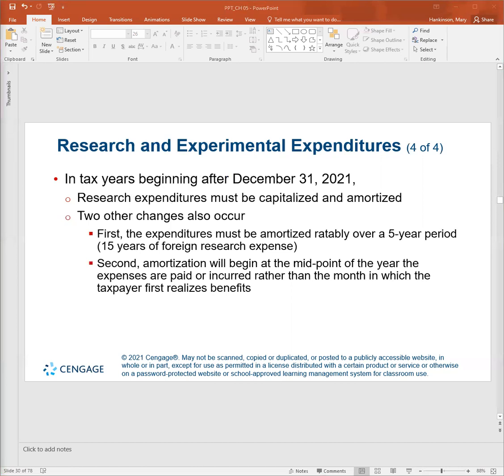In tax years beginning after December 31st, 2021, taxpayers will be required to capitalize and amortize all research and development expenses as described above, with two changes. First, the expenditures must be amortized ratably over a 5-year period, 15 years for foreign research, by the way. And second, amortization will begin at the midpoint of the year the expenses are paid or incurred, rather than the month in which the taxpayer first realizes the benefits.